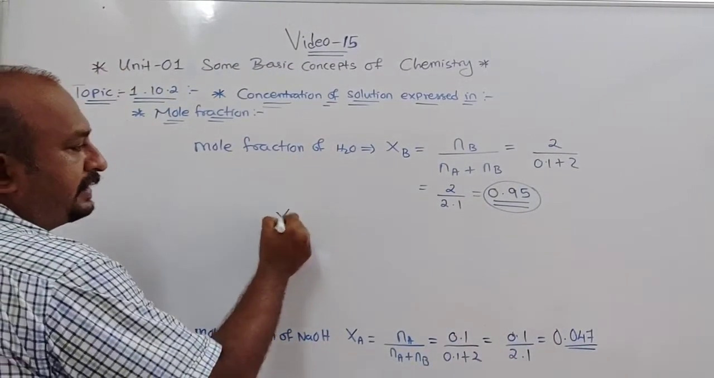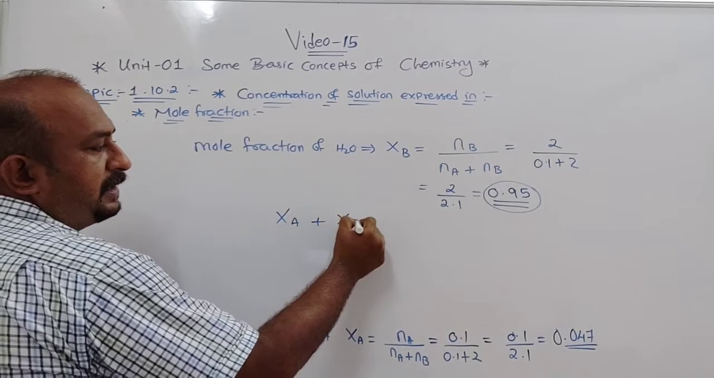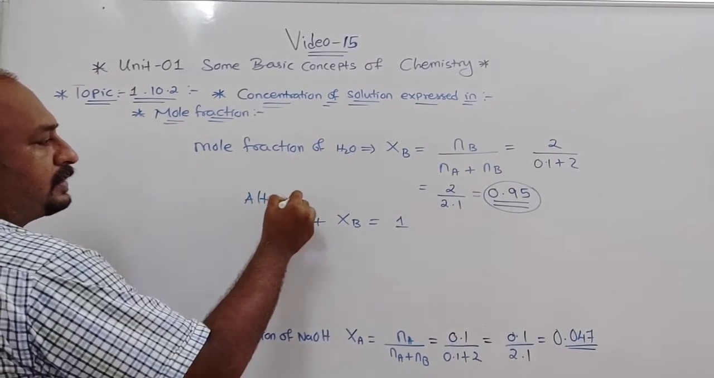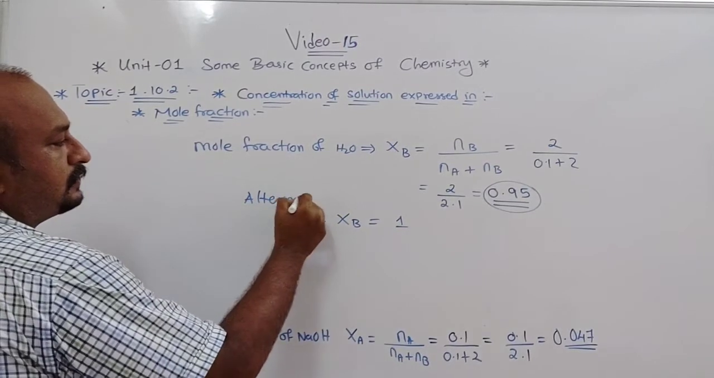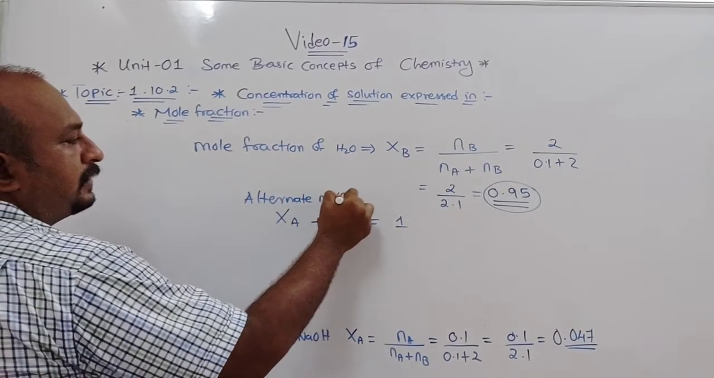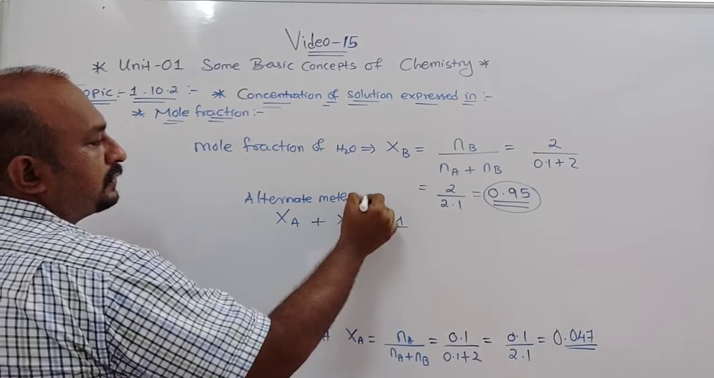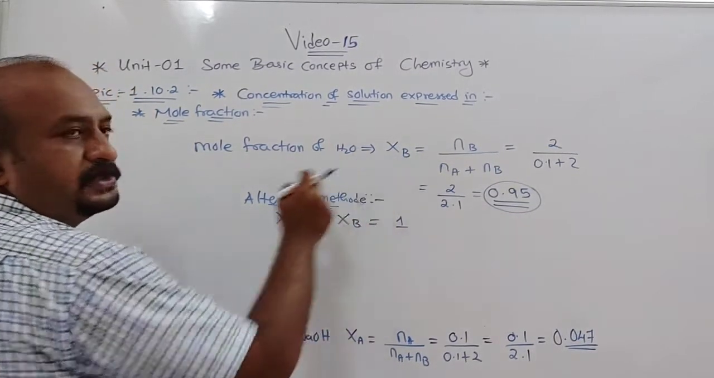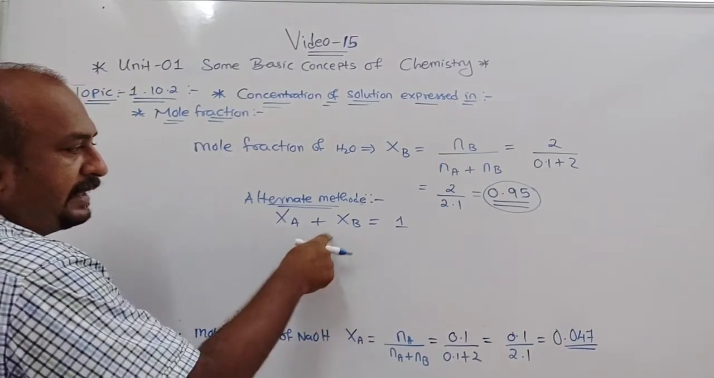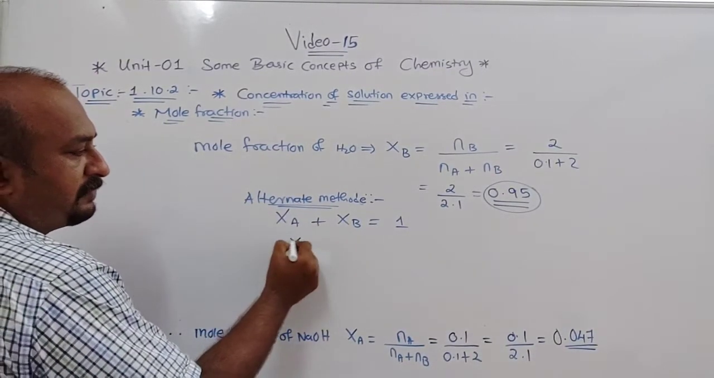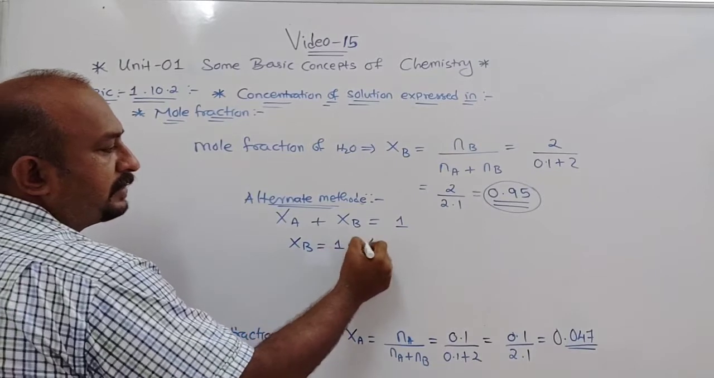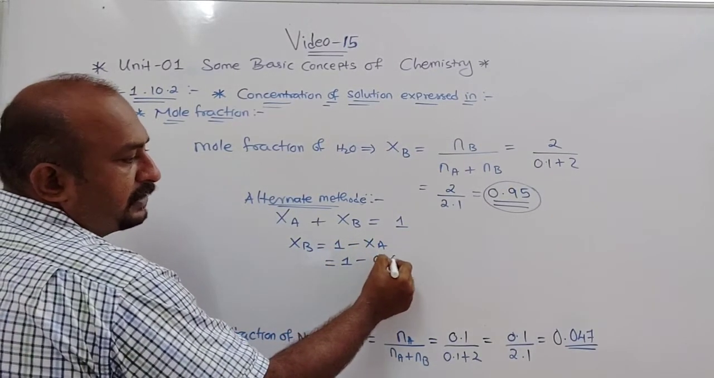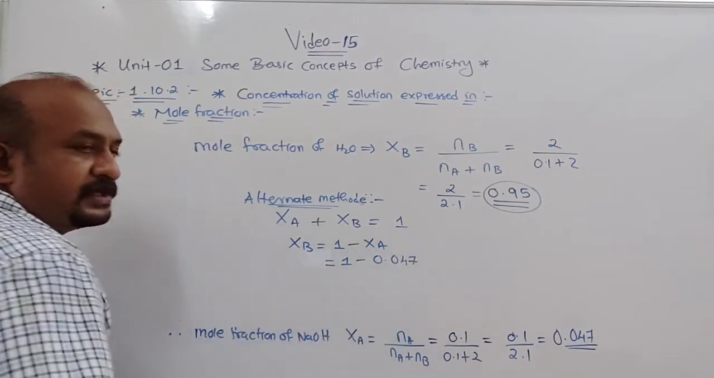But this same thing you can calculate by one formula, if you remember, that is Xa plus Xb is equal to 1. This is the alternate method. Means you don't have to do the earlier method. After finding Xa, you can directly use this formula. If I want to find Xb, Xb is equal to 1 minus Xa. Xa we already found, so that is 1 minus 0.047.